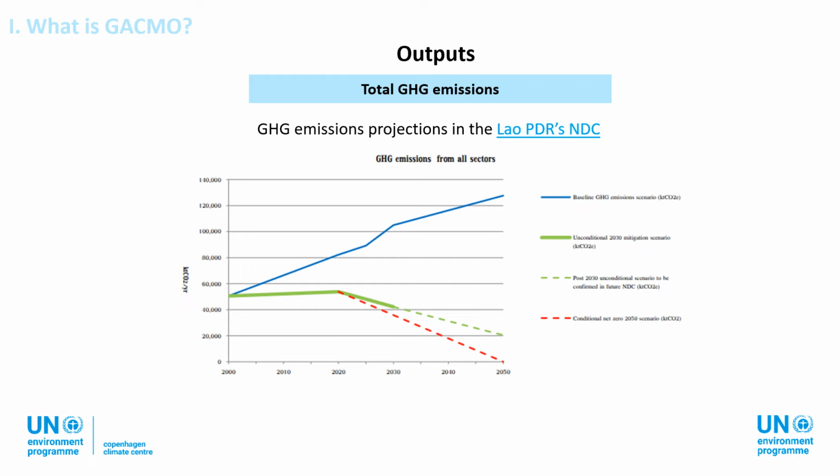This is an example of the results of the GACMO tool in the case of Lao PDR. Lao PDR has used the GACMO tool in its NDC submission. These are the GHG emission projections in the business as usual scenario, in the unconditional scenario, and in the conditional scenario.